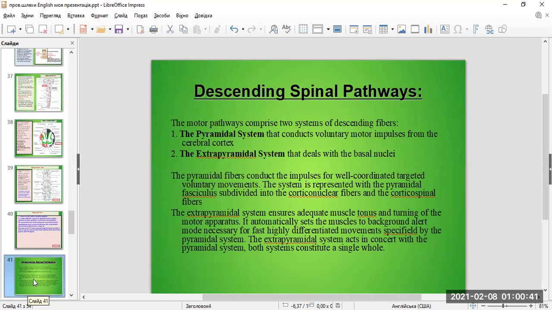The extrapyramidal system ensures adequate muscle tonus and tuning of the motor apparatus. It automatically sets the muscles to the ground mode necessary for fast, highly differentiated movements specified by the pyramidal system. The extrapyramidal system acts in concert with the pyramidal system. Both systems constitute a single whole.